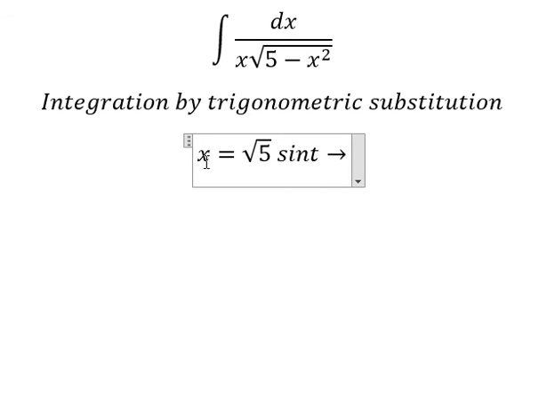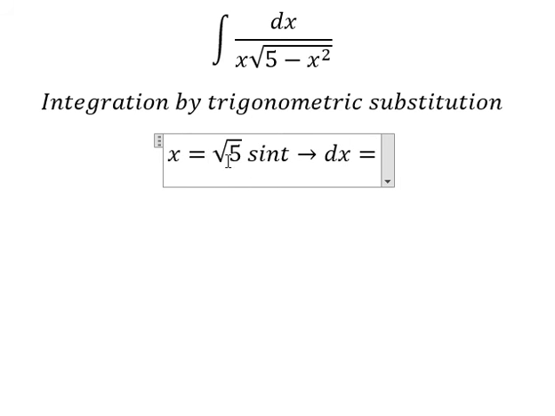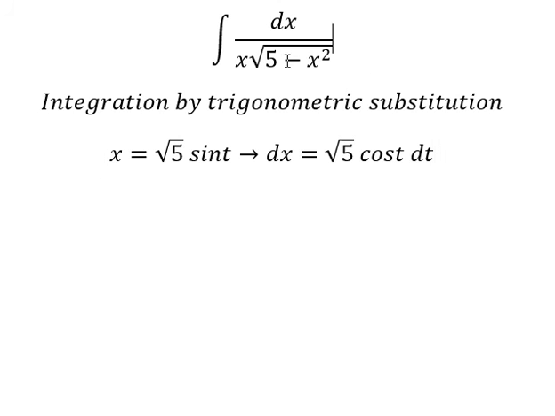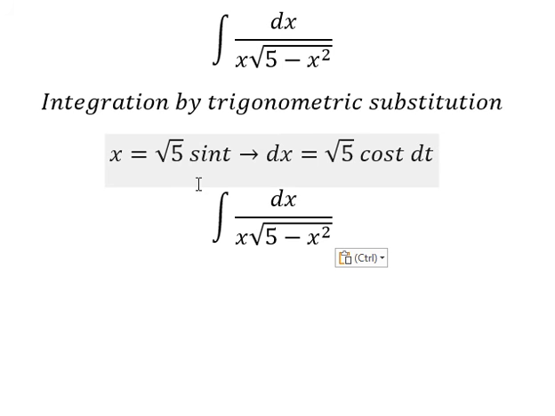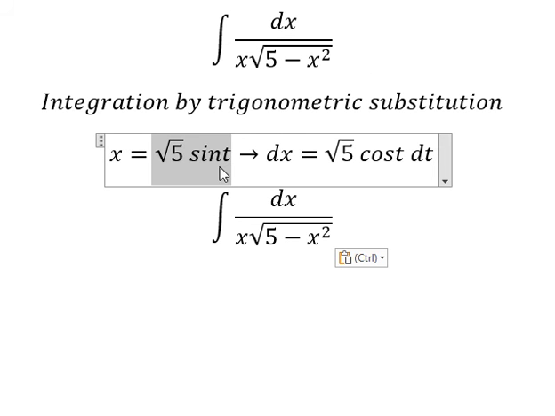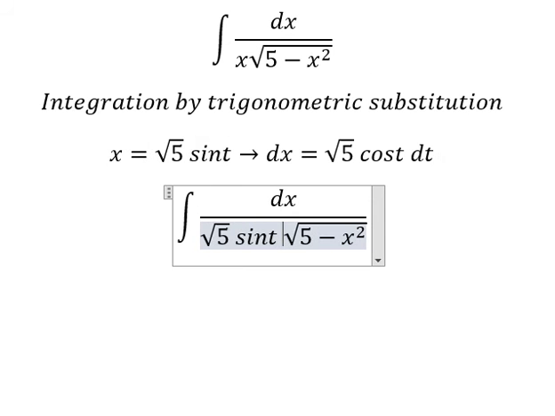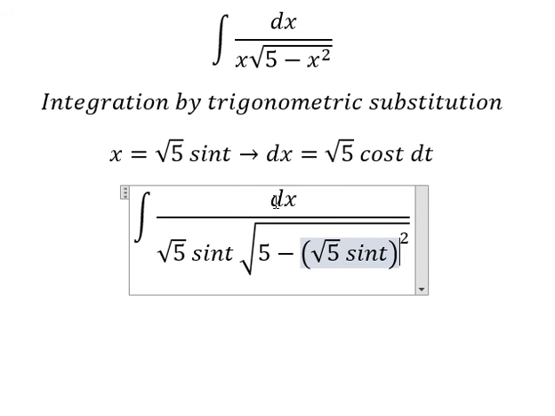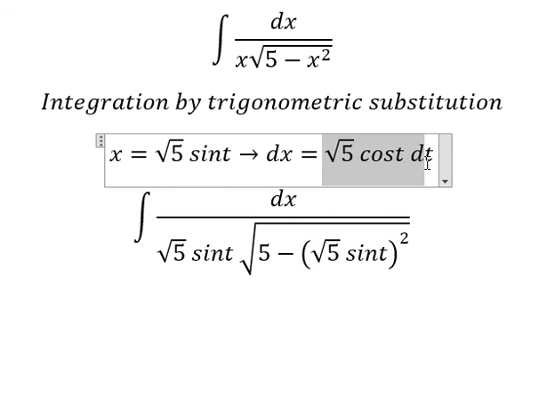Next, we need to use the first derivative for both sides, and we have the square root of 5 cosine t dt. So I will put this one here and here. ds we change by this one.